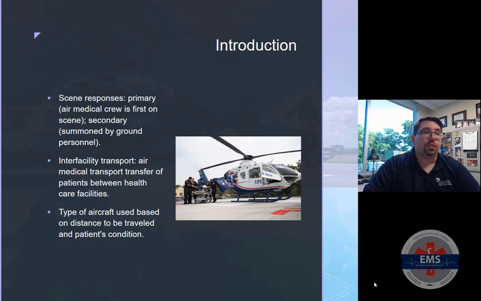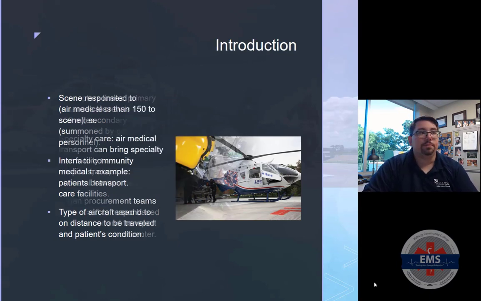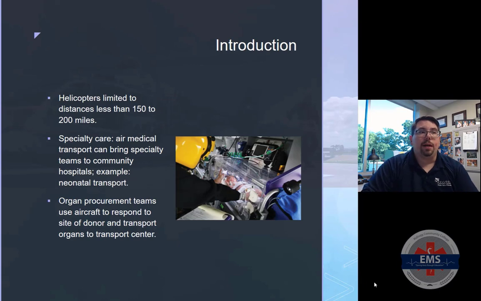We also see the use for interfacility transport, where air medical transport teams pick up patients between different hospitals, typically from lower or mid-level care to advanced care. And then we notice that there's a ton of different types of aircraft that exist, and that type of aircraft is going to be chosen based on distance, patient condition, weather, a number of different factors along those lines. Now, we do know that the helicopter itself is limited to a distance of 150 to 200 miles. Beyond that, it's just not going to be able to make it. It won't be able to carry the fuel that it needs to.